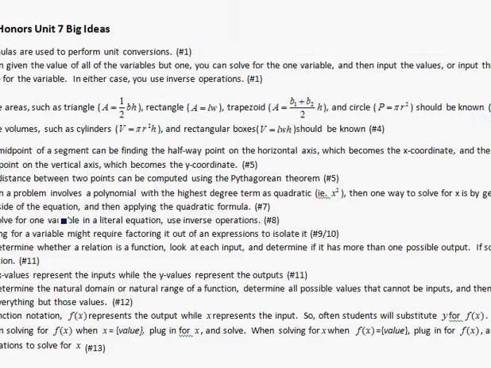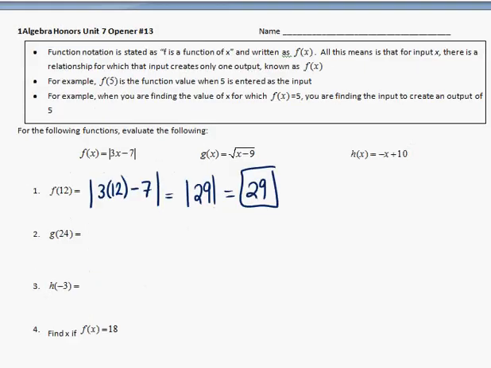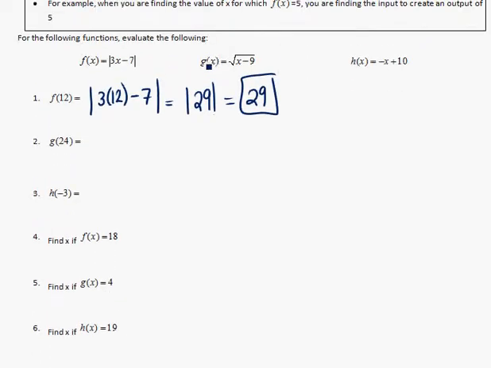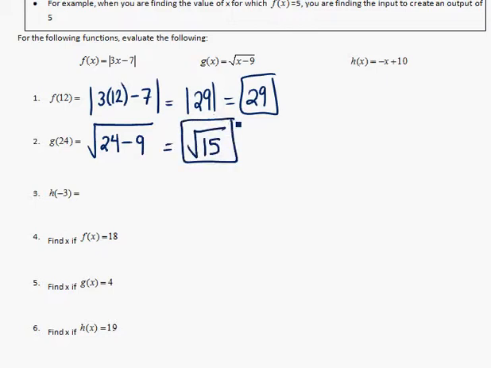Number 2 is asking us for g of 24. So g of 24 tells us to look at the function that's named g and to substitute in 24 for x, for the input. So g of 24 equals the square root of 24 minus 9, which is the square root of 15. And since that's a messy number, I'm just going to leave it as square root of 15.